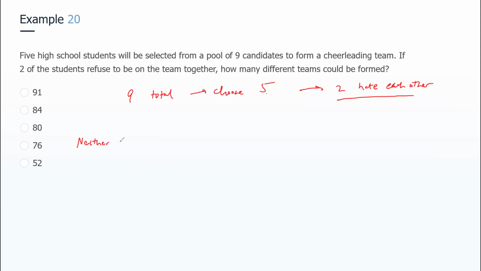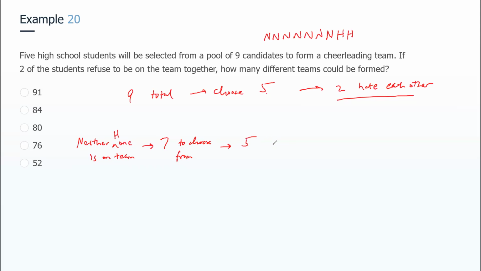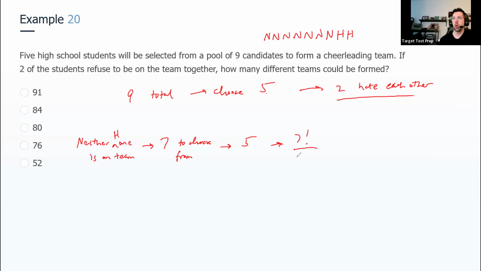Yes, so that'd be 7C5, neither one is on the team. So we're just going to exclude them altogether, right? Let's call these 1, 2, 3, 4, 5, 6, 7, N for nice people, and H for the 2 haters who hate each other. If neither H is on the team, then we have 7 to choose from, and we're going to choose 5. Then it's fine, neither of the haters is on the team. So that's going to be 7 factorial over 5 factorial, 2 factorial. Then what's the other possible scenario we can do here?